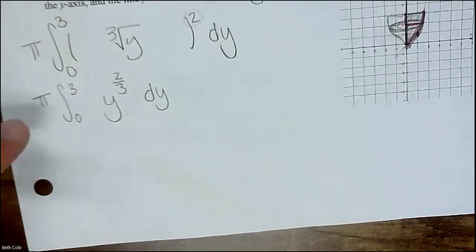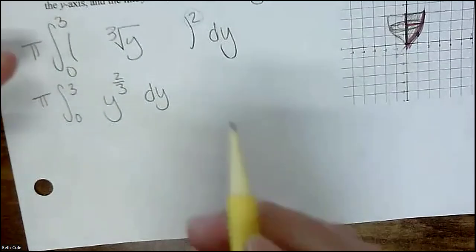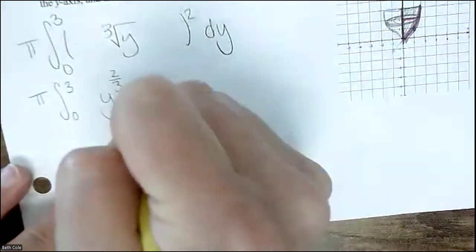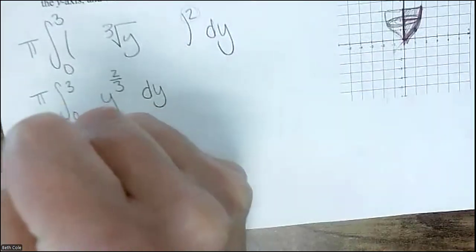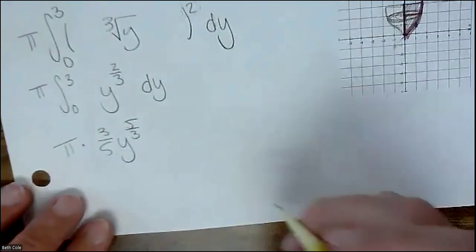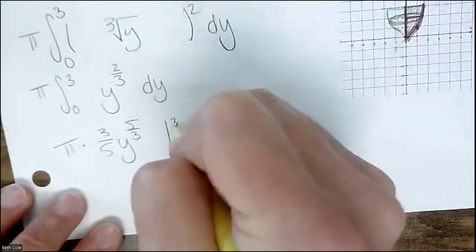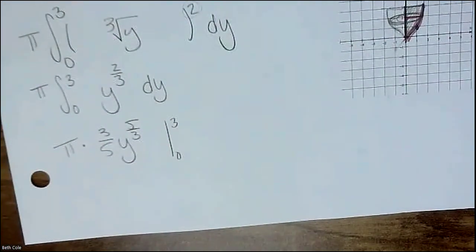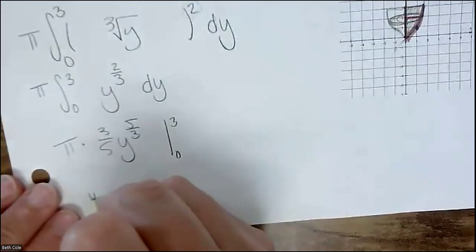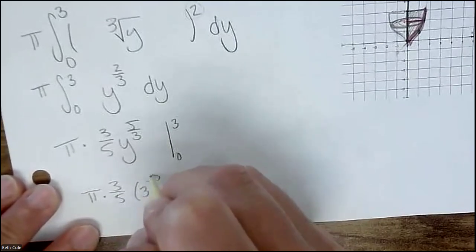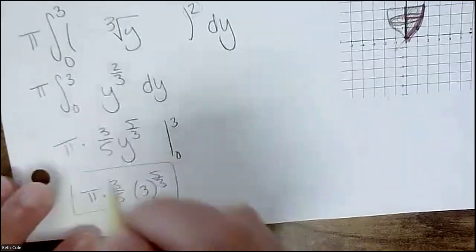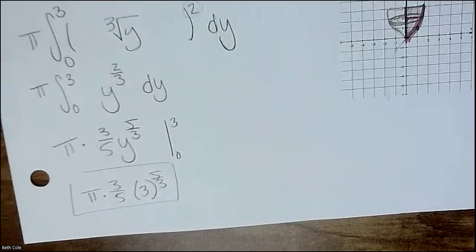All right, antiderivative. You have to add 1 to the power, which would be what? Yeah, 5/3. In front of that, 3/5 and a pi, such that 0 to 3. And then we're just going to plug 3 into that. I'll be really honest. I don't know what 3 to the power 5/3 is, so it's going to get left right like that.